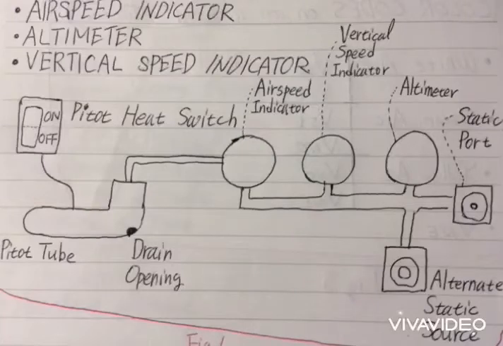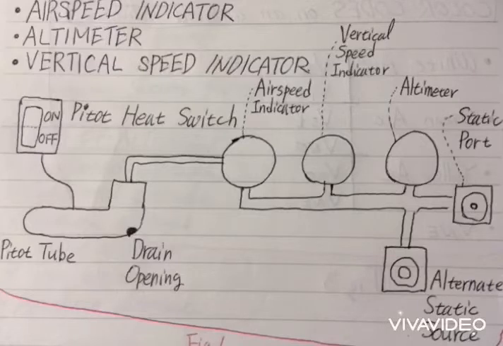Pitot-static system has three kinds of instruments: airspeed indicator, altimeter, vertical speed indicator. These three instruments are connected typically as shown in this figure. Pitot heat switch is used to control the electric anti-icing and de-icing device of the Pitot tube.